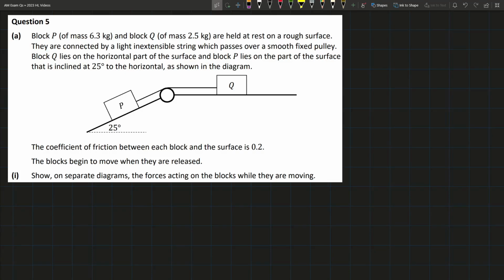So the first half of question 5 is a pulleys question. So we have a block P and we know its mass, and we have a block Q and we know its mass, and they're on a rough surface, which means that there is friction. They're connected by a light and extensible string, which goes over a smooth fixed pulley.